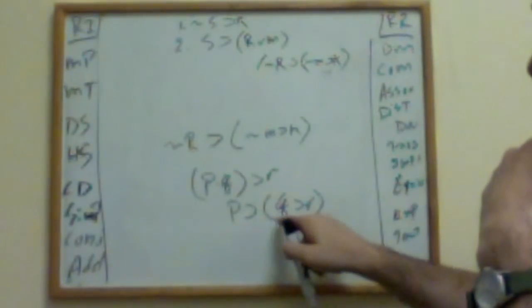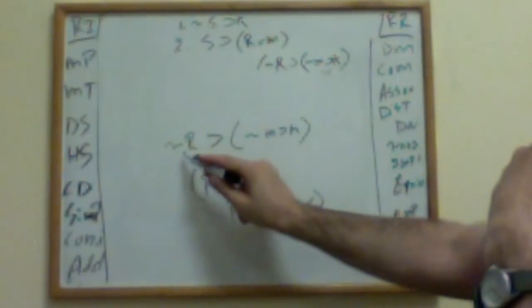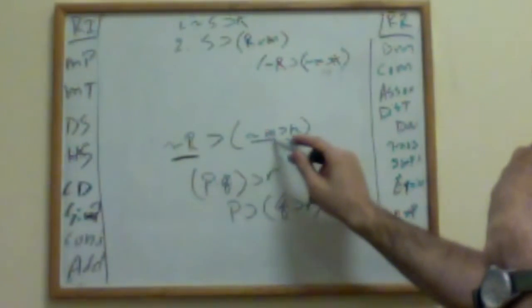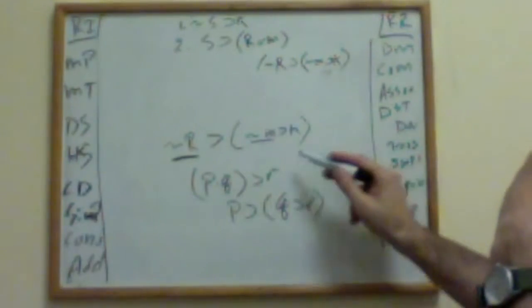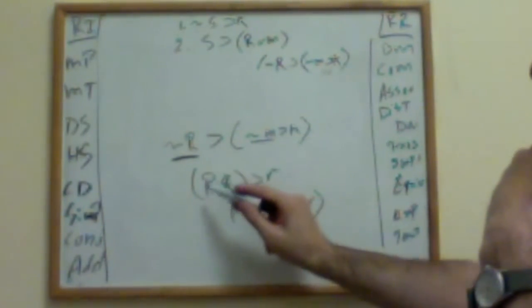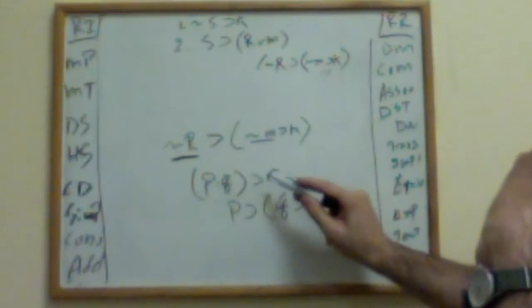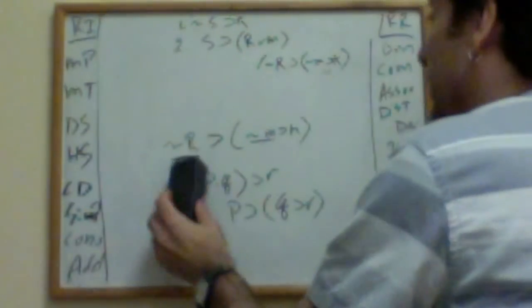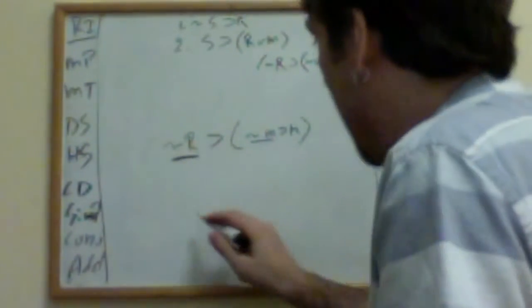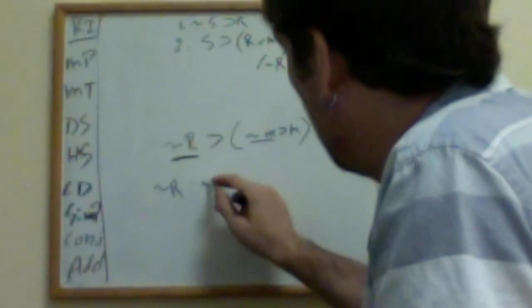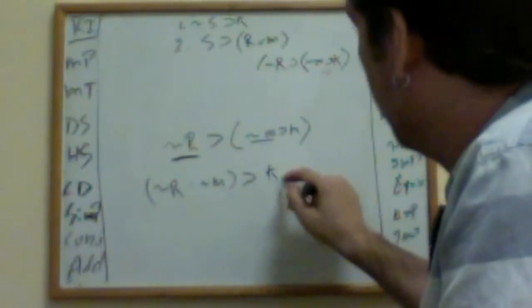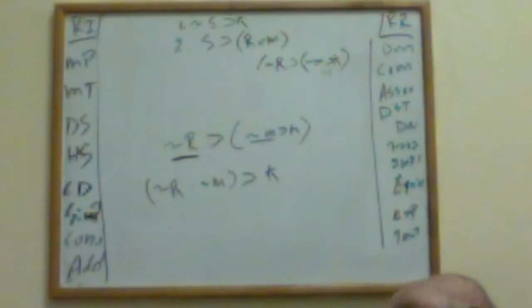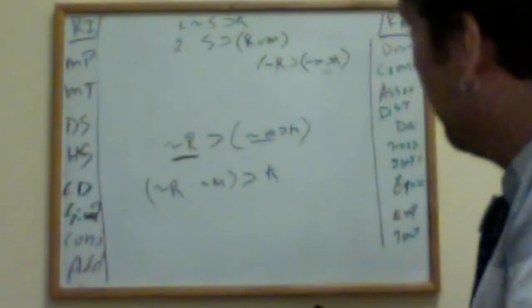If you have P horseshoe Q horseshoe R, so if that's our P term, that's our Q term, and K is our R term, then it looks like we should be able to write this other statement down: P dot Q, horseshoe to R. And so let's try that. We have our P, and we have our Q, and that's horseshoe to R. Okay, so that's very interesting.